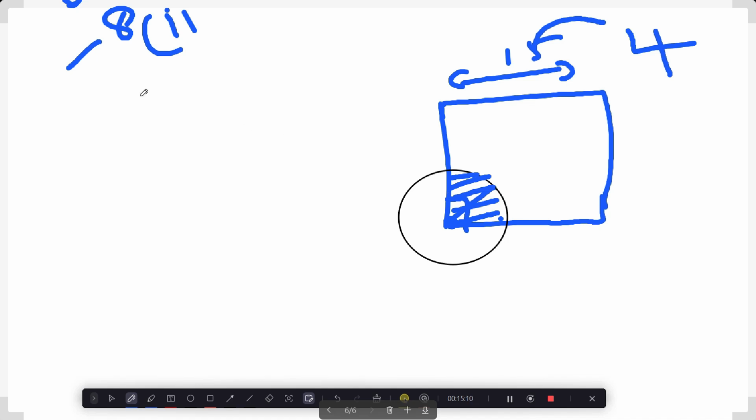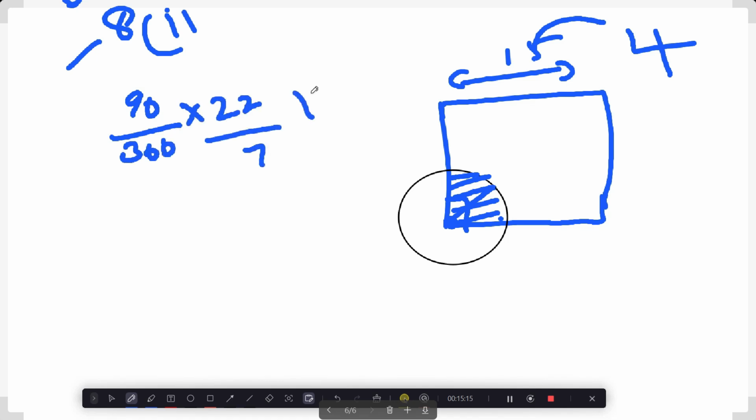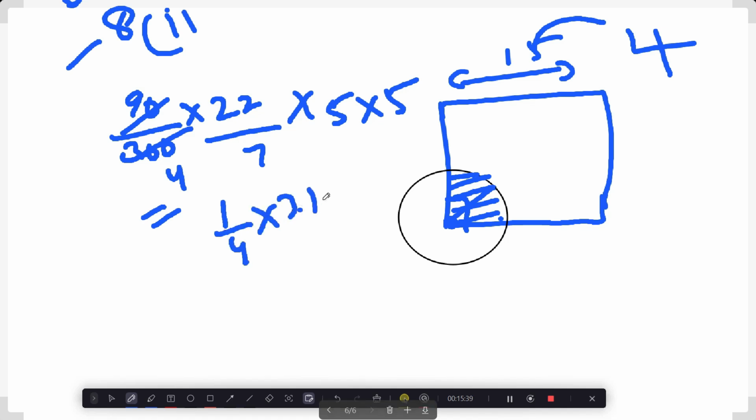What is that? 90 by 360, quadrant hai, into 22 by 7 r square. What is r? 5 into 5. Right? इतना ही है बस. Let me just see. Okay, they have asked us to use pi as 3.14, so we can use that as 3.14. 1/4 into 3.14 into 25. Calculate कर लो उसको क्या कितना आ रहा है. It's coming as 19.625.